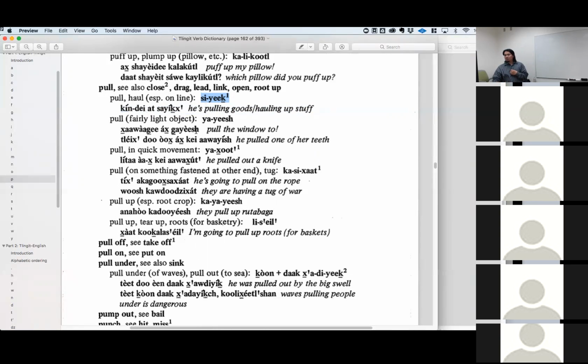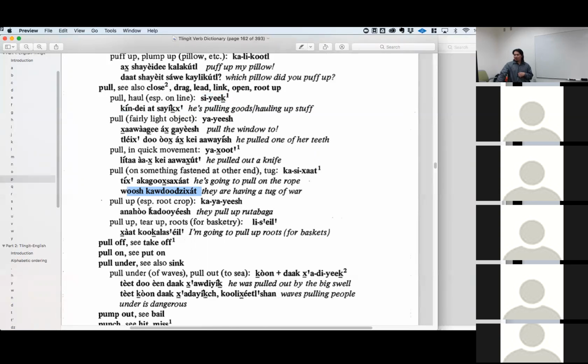Yish is to pull a fairly light object, and then chut is more of dragging something, and so in chat is to also kind of pull something along like a sled. But we also see whoosh kaudutzachet. They were having a tug of war. They were pulling it together.